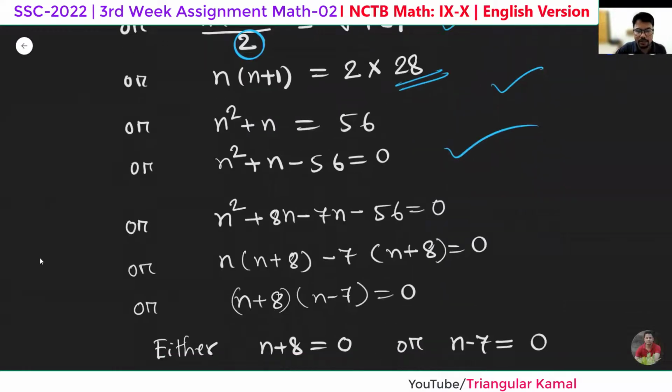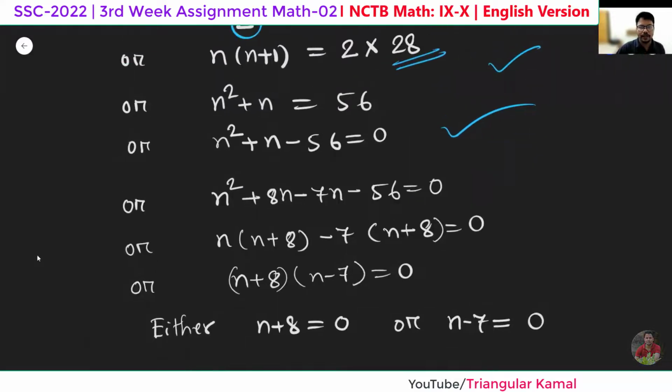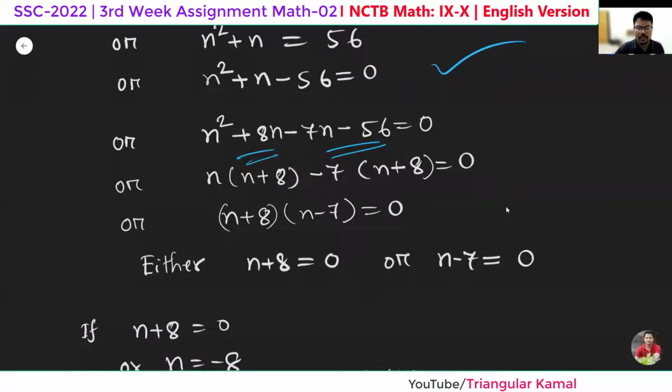So now it is simply middle term factorization. 8 sevens are 56, 8n minus 7n will give 1n. So now take the common factor from the first two terms and the second two terms. So you will get two factors: n plus 8 and n minus 7. The multiplication of the two factors, their total result is 0.